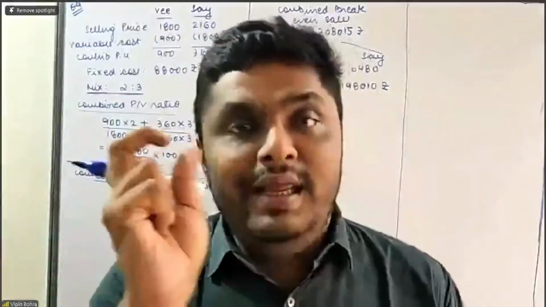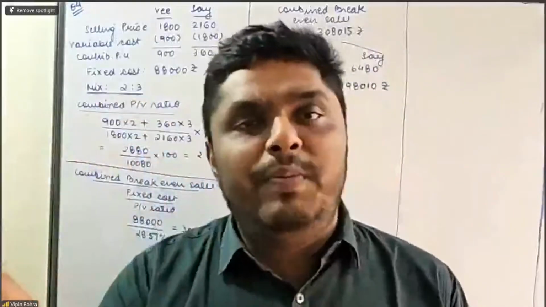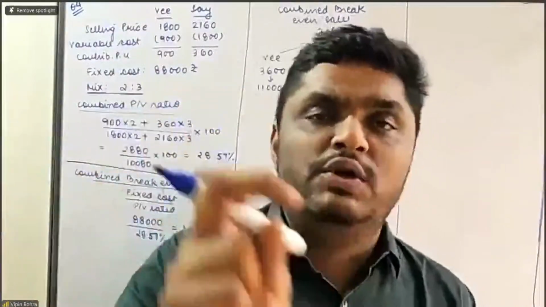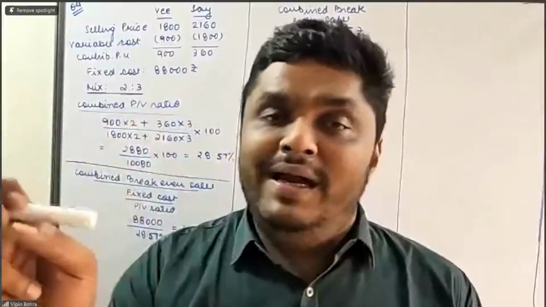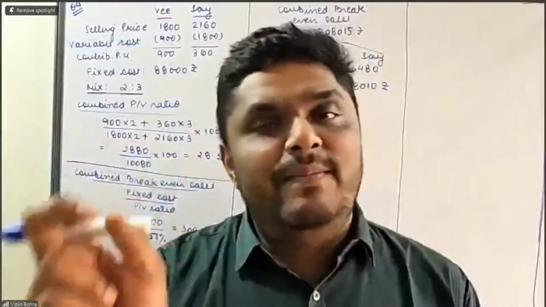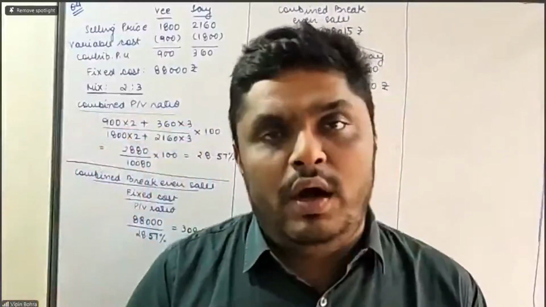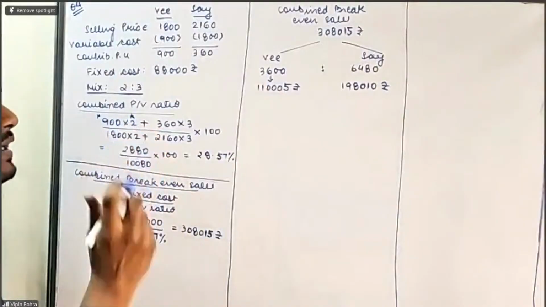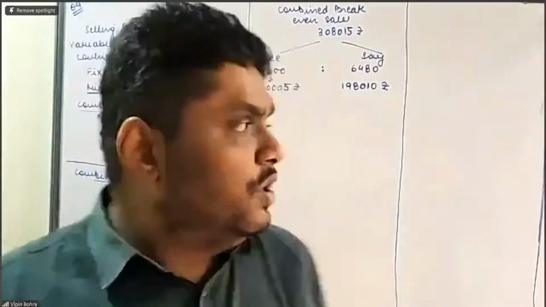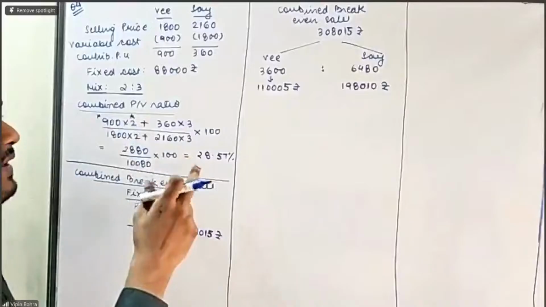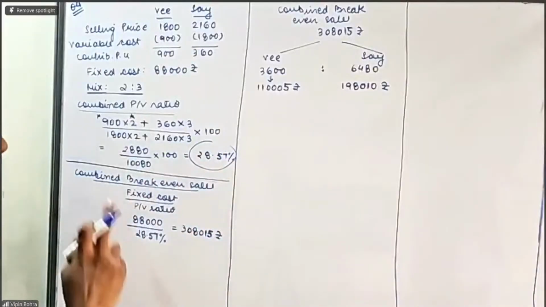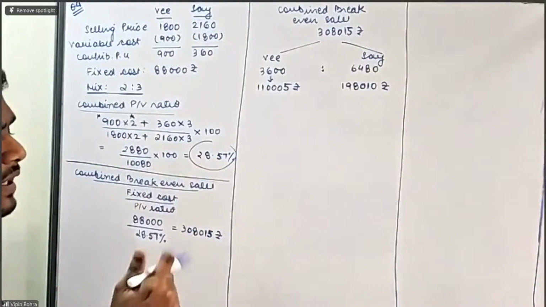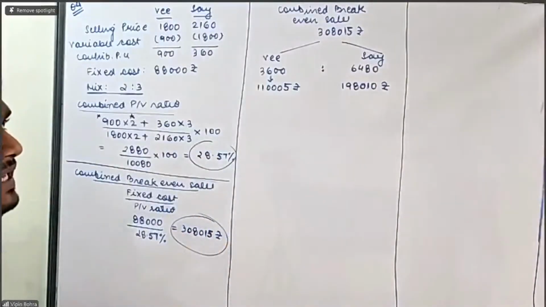That is units into contribution per unit plus units into contribution per unit, divided by units into selling price plus units into selling price, into 100. So you have to consider the price as well as the quantity. Here we have calculated the combined break-even point. Once the combined PV ratio is calculated, we can easily calculate the combined break-even sales.